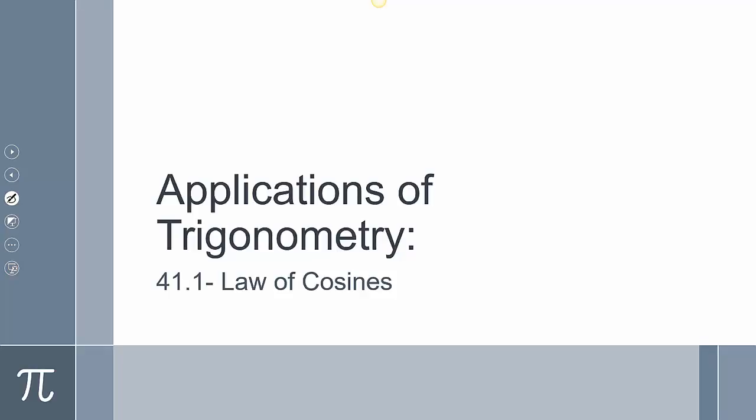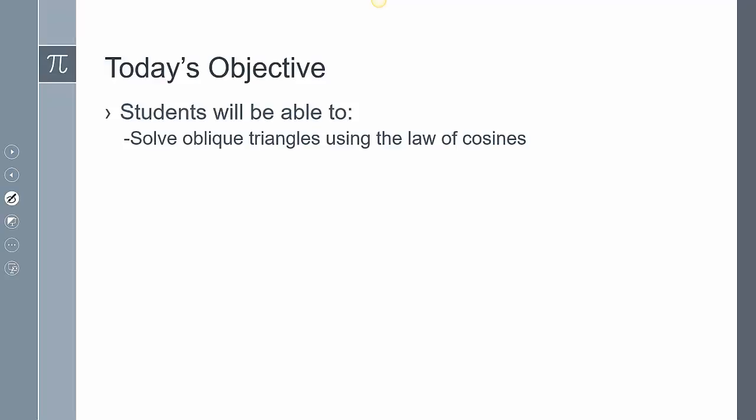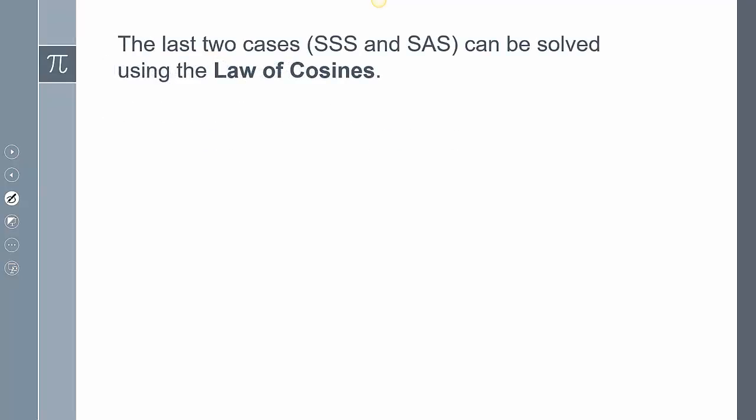Today is 4.1-1 and we're going to be taking a look at the law of cosines. So you're going to solve oblique triangles using the law of cosines. The last two cases that we have not talked about yet are going to be side-side-side and side-angle-side.